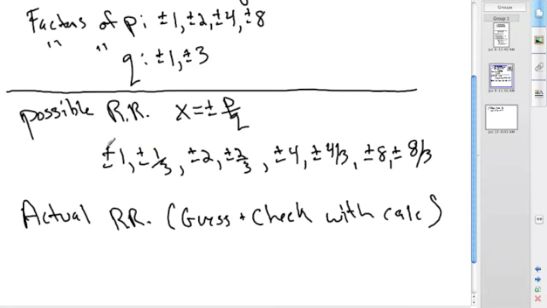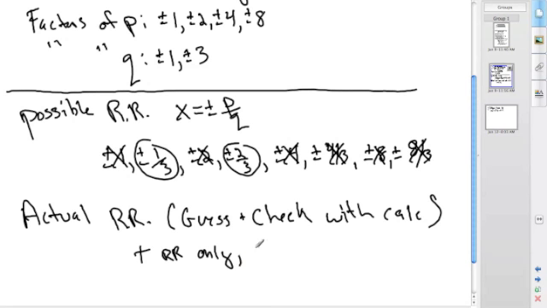So it's not going to be 1, it's not going to be 2, not going to be 4, not going to be 8, 8/3, 4/3. So now we're down to 1/3 and 2/3. So it's a positive rational root only. Why? Because it crosses the positive x-axis only.